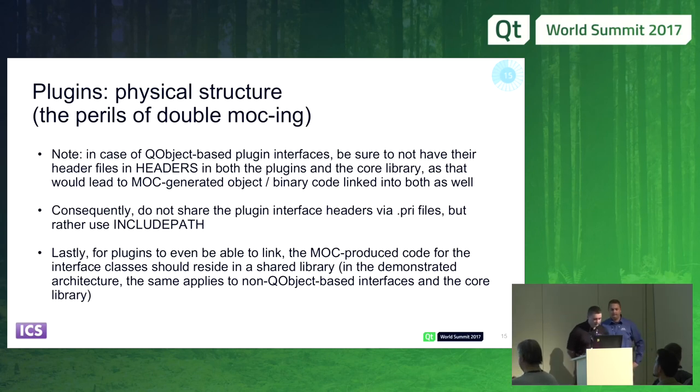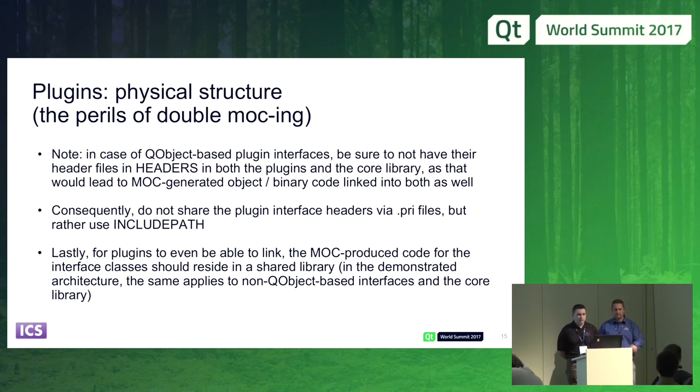Okay. Now something about pitfalls again. There's this curious case which happens quite often and is not always discovered immediately. It's when you derive your plugin interface from QObject, right? And then you add this interface header to the HEADERS qmake variable in multiple projects, maybe in all your plugins, in your library, or in your main application, and then everything builds and links and runs.